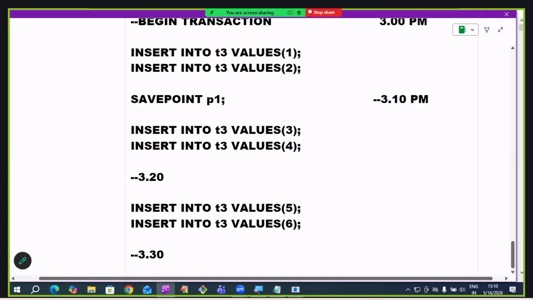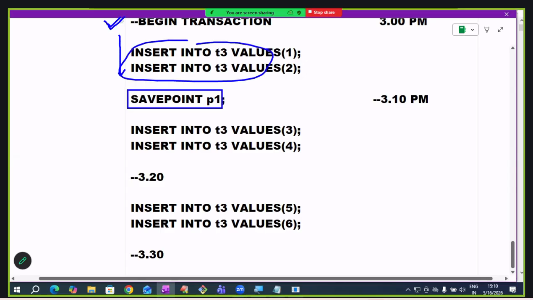Understand, sir? I'm starting a transaction here. I performed some actions. At 310, I felt my actions are okay, so at 310, I'm setting a save point. The transaction is not over. I'm continuing the transaction.